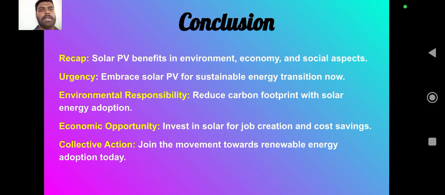Urgency. Embrace solar PV for a sustainable energy transition now. And environmental responsibility, reduce the carbon footprint with solar energy adoption. Since solar energy is utilized to generate electricity, here the electricity is generated without any emission of carbon. Right? That's the meaning of this. Economic opportunity, invest in solar for job creation and cost savings. Okay, and collective action, join the movement towards renewable energy adoption today.